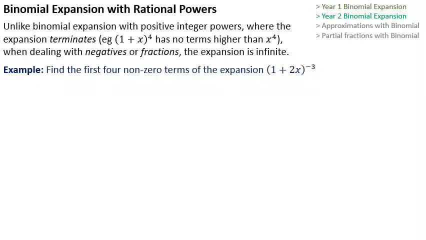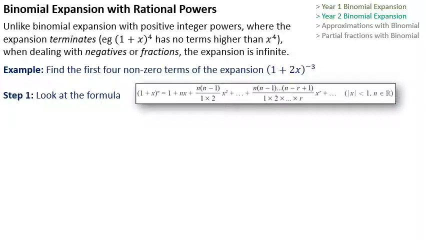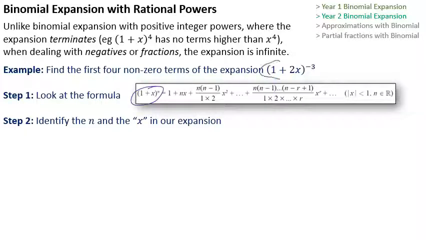That's why in the questions they'll say find the first 4 non-zero terms, or they might say find the binomial expansion of this up to and including the term in x squared, or something along those lines, something that tells you to stop after a certain point. Otherwise, you'd literally be there forever. Step 1 is to look at the formula. Go to the formula book, check it out, make sure you're applying it appropriately. The next thing to do, just like with any formula, is make sense of what the different pieces are in that formula. The formula has 1 plus x to the n. We have 1 plus 2x to the minus 3.